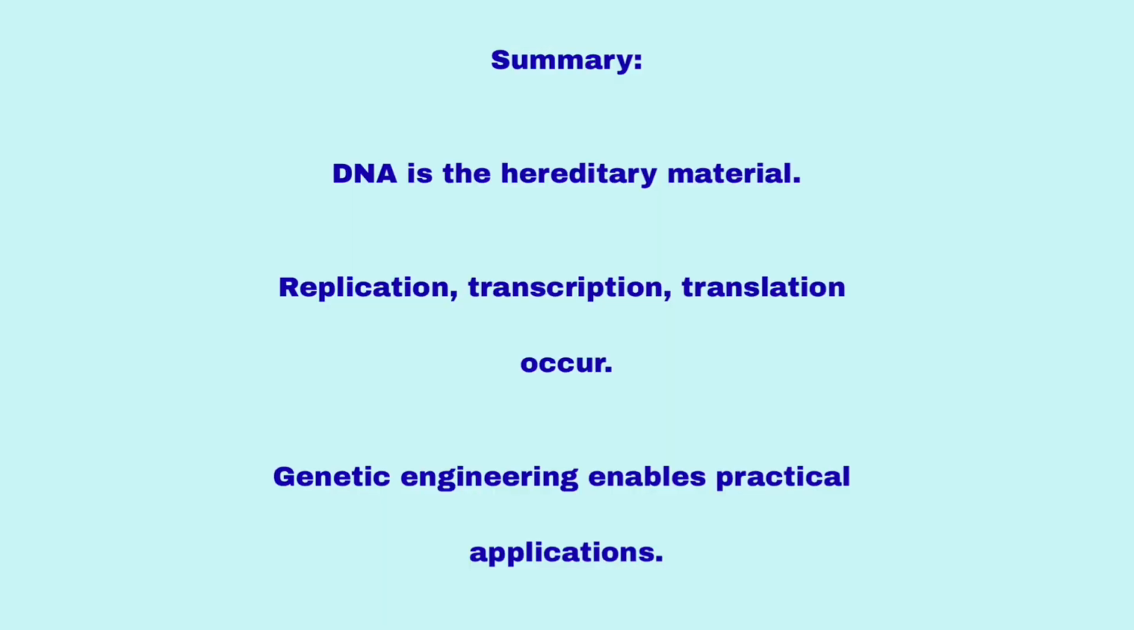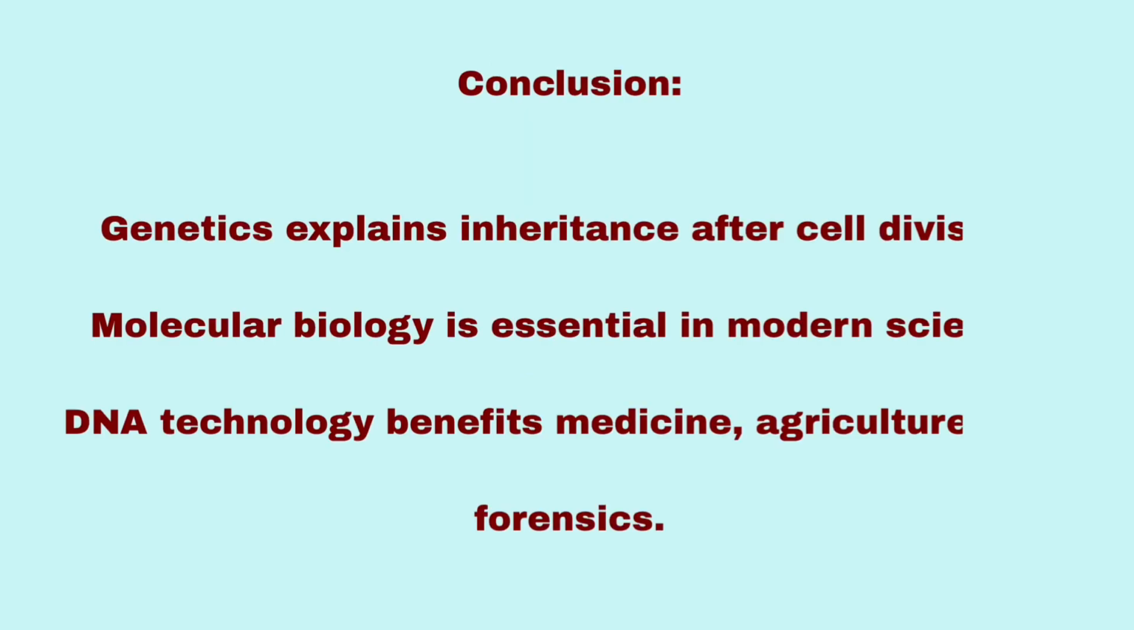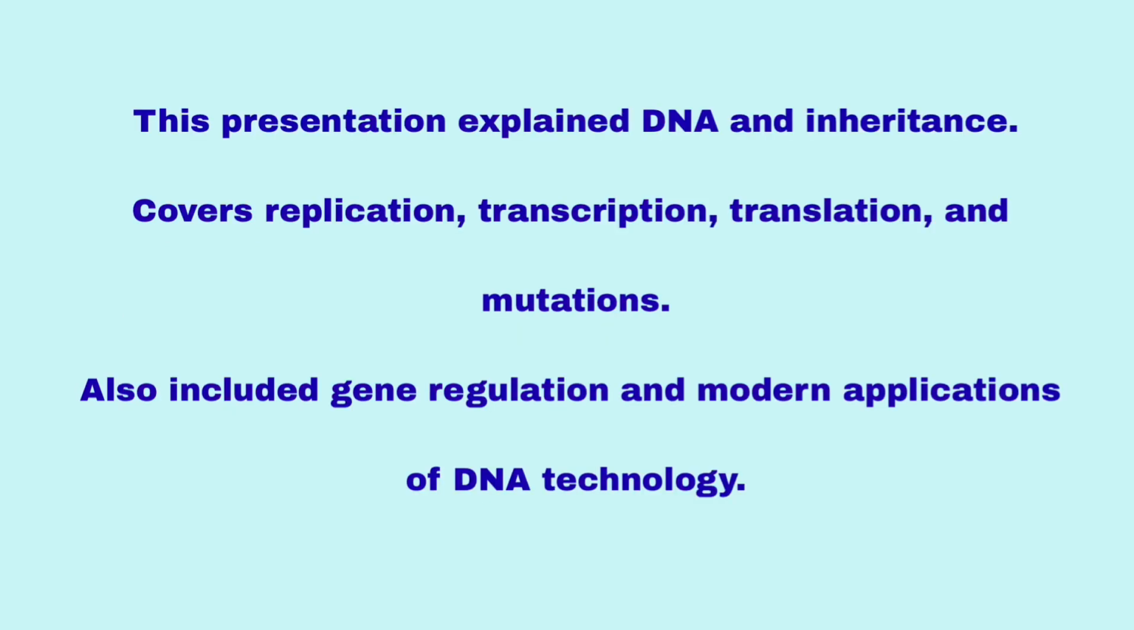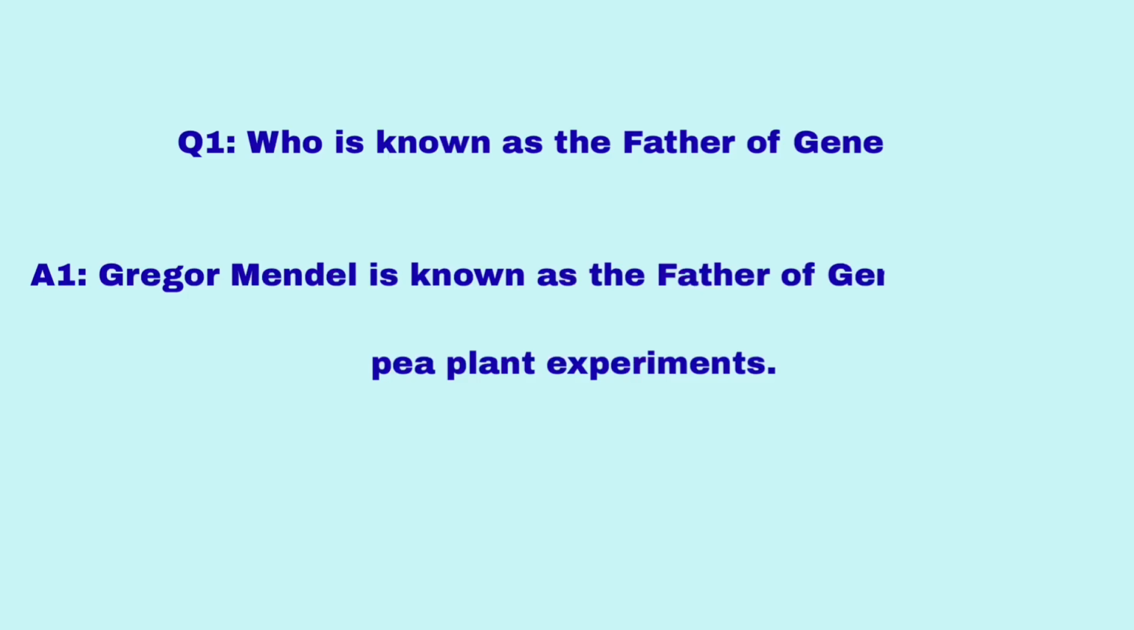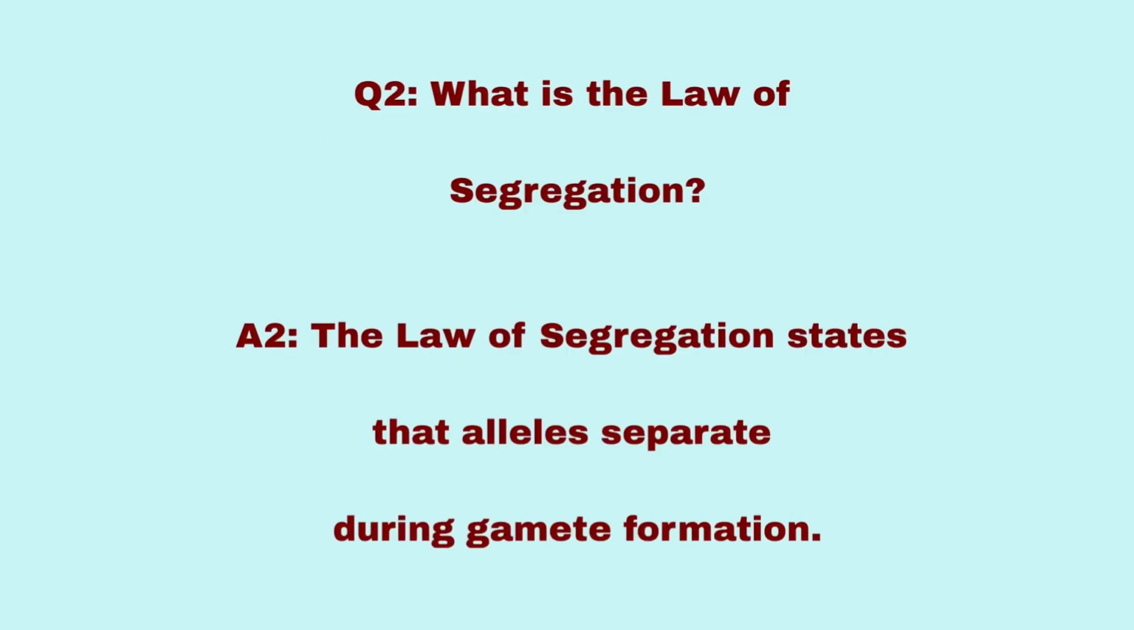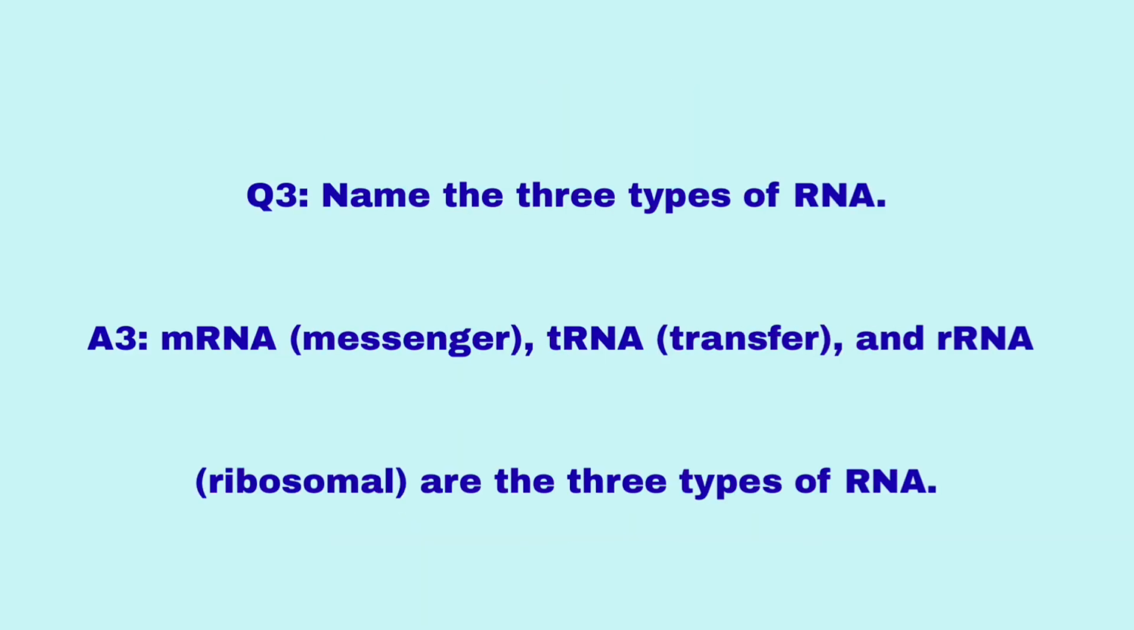Here is a summary. DNA is the hereditary material. Replication, transcription, and translation occur, and genetic engineering enables practical applications. The conclusion here is that genetics explains inheritance after cell division, and molecular biology is essential in modern science. DNA technology benefits medicine, agriculture, and forensics. This presentation explained DNA and inheritance, and covered replication, transcription, translation, and mutations. It also included gene regulation and modern applications of DNA technology.